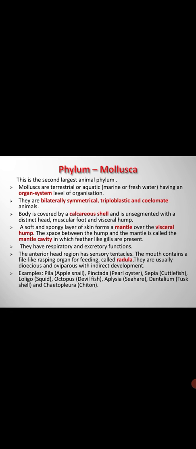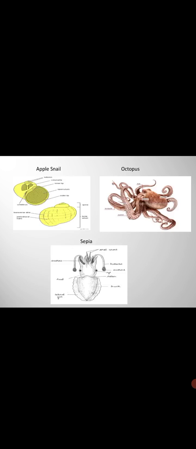A plane passing through the center will give two equal parts. So, bilaterally symmetrical. They are triploblastic, derived from the three germ layers, and coelomate, that is, they have a body cavity. So these are the characters of phylum Mollusca, and these are the examples.